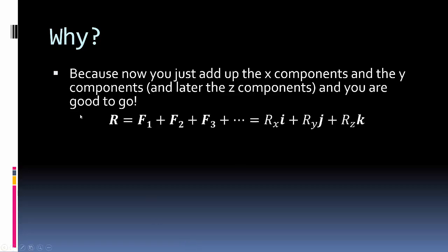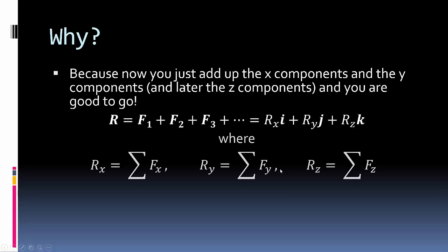So let's consider a vector R. You have multiple forces, F1, F2, F3, and so on. There's a resultant vector. We talked about how you can have one resultant vector that is the equivalent of all these other vectors. So R is the sum of F1 plus F2 plus F3 and so on. We can also write R as the x component times i plus the y component times j plus the z component times k. How do we figure out what the x, y, and z components are? It's really easy. This is why we break it into x, y, z components.